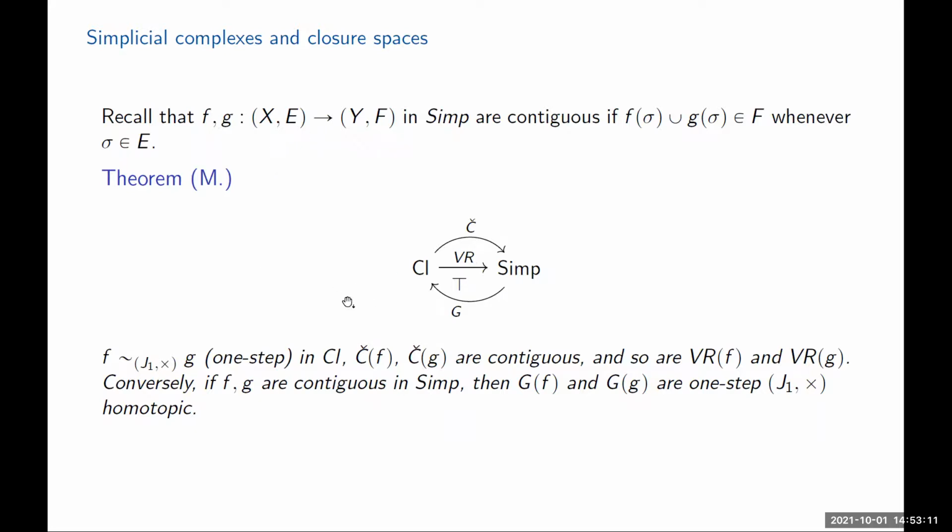These functors are nice because if you have a J regular product homotopy, sorry, this should just be J, should not be J1. If you have a J regular product homotopy in the category of closure spaces, then both of these functors, Vietoris-Rips and Čech, will send it to contiguous maps. So those will be contiguous. And the converse is also true. If you start with contiguous maps under the functor G, they will be sent to J times homotopies.